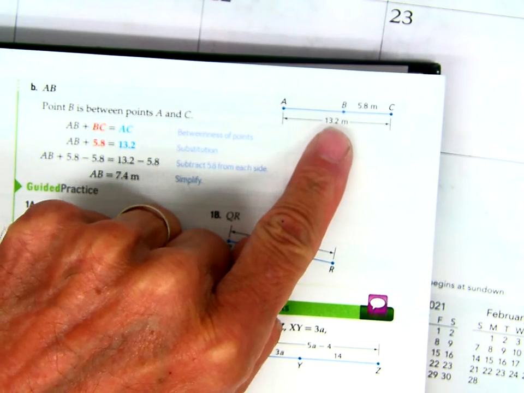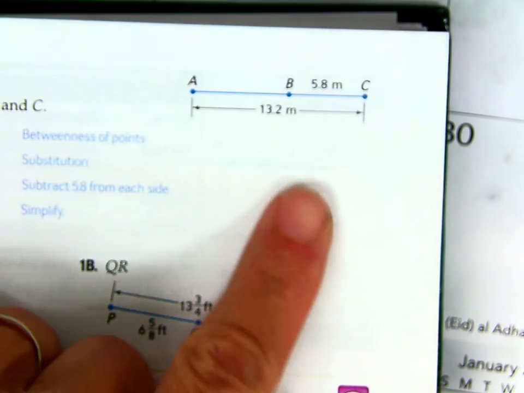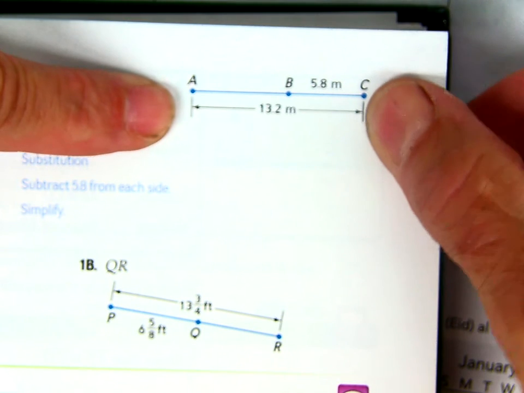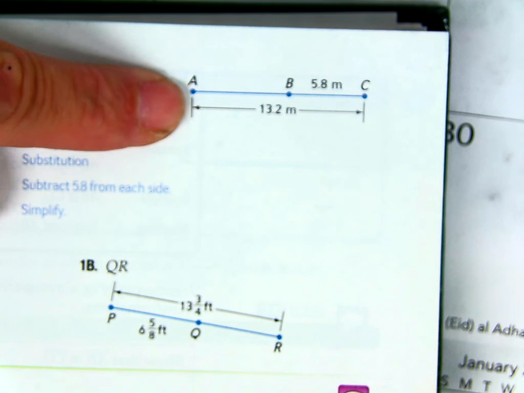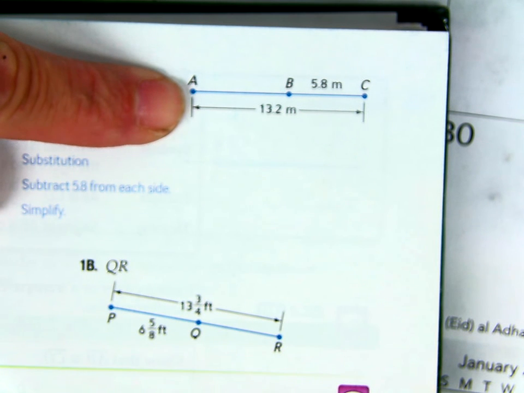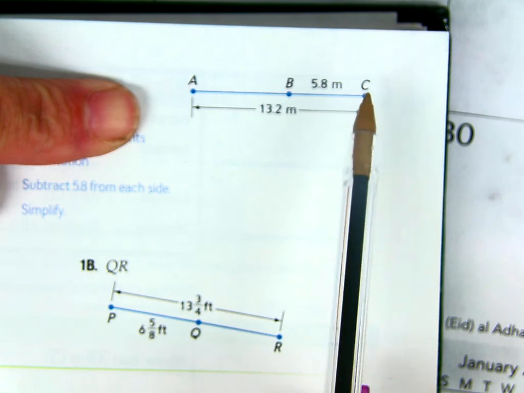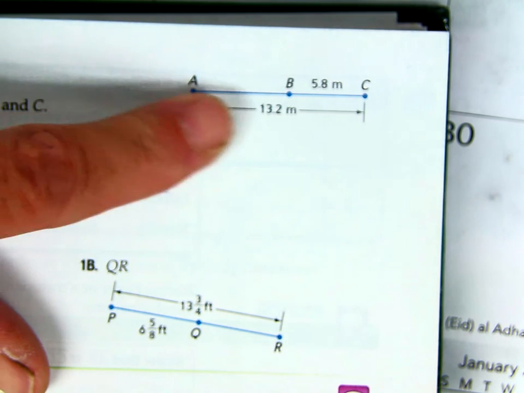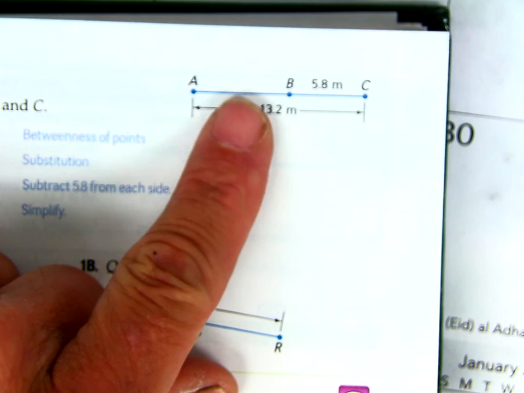Look at this picture right here. Here's a new piece of symbolism. That line that ends at this bar, it starts at this bar. This is geometry's way of showing us this is the measure of the whole thing. So this line segment from A to C is 13.2 meters long. From B to C is 5.8 meters long. So what's the measure of the missing piece right here?